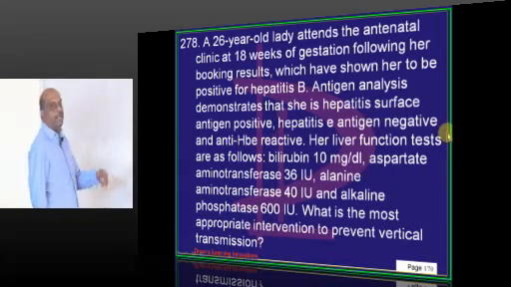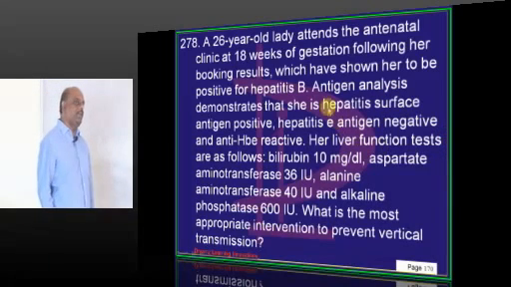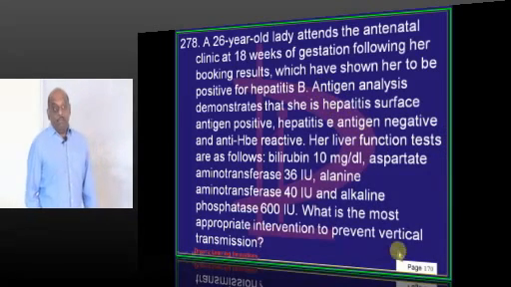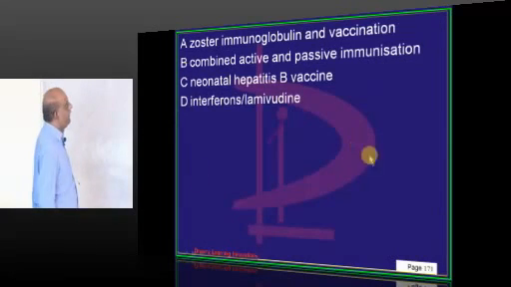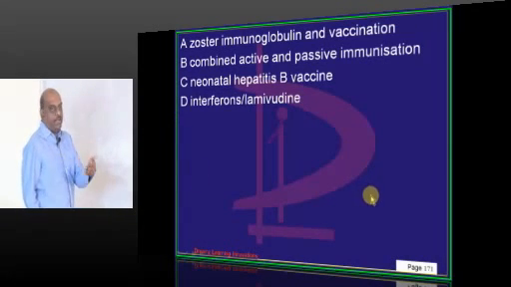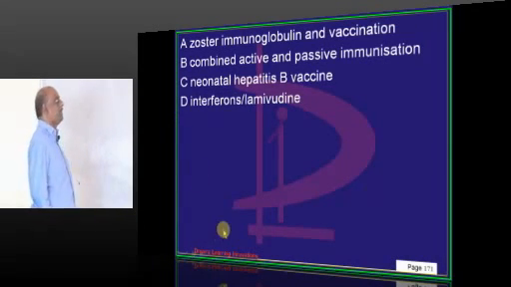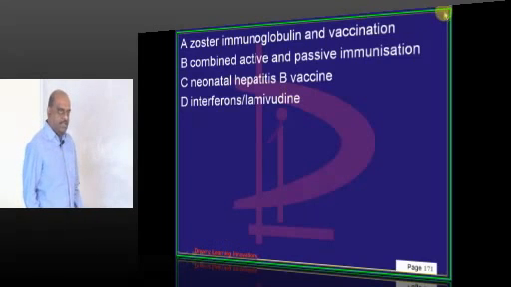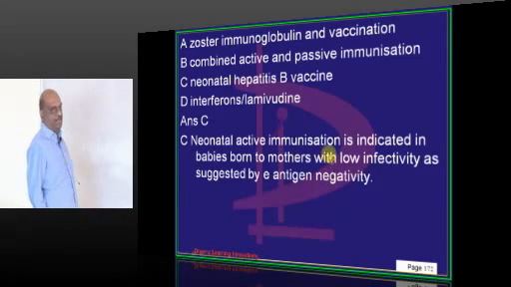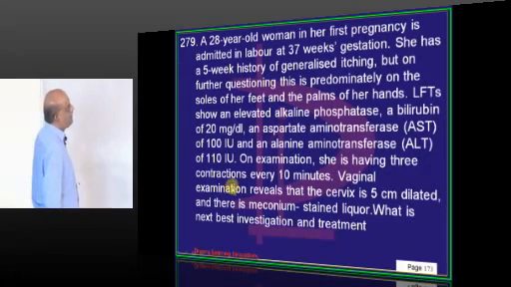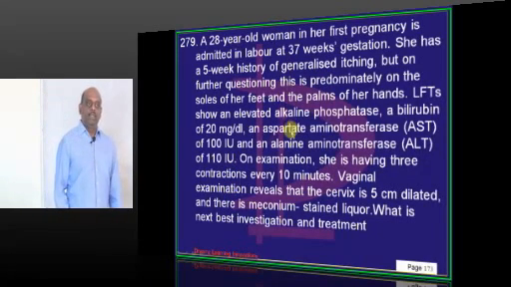A 26-year-old at 18 weeks of gestation has shown hepatitis B positive, but her envelope antigen is negative. That means she has got a low infectivity but hepatitis B positivity. So in that scenario, what is the best way to manage? In such low infectivity cases, neonatal hepatitis B vaccine is the most recommended option.